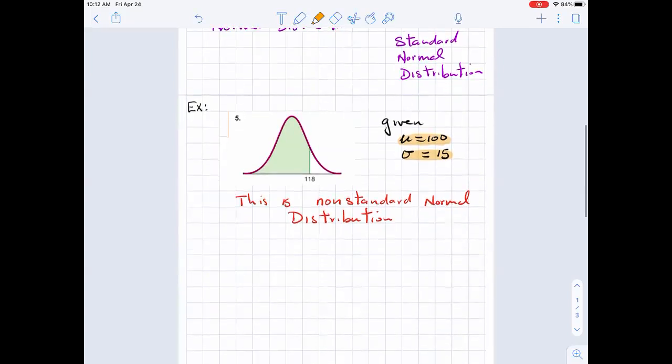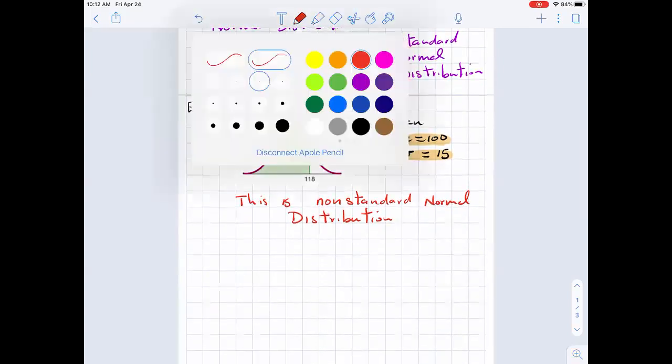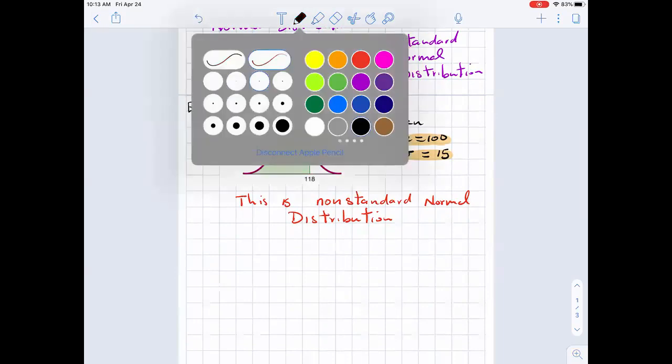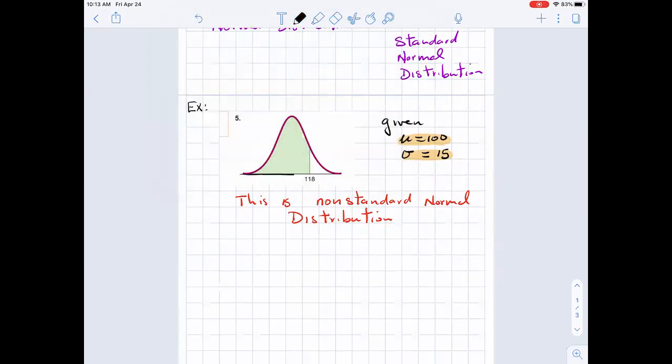So a few things to note. When it's non-standard, this axis here that you're seeing at the bottom is not a z-axis. That's an x-axis. Realistically, this black line here that they have should really be labeled X. And that's something you will have to know.